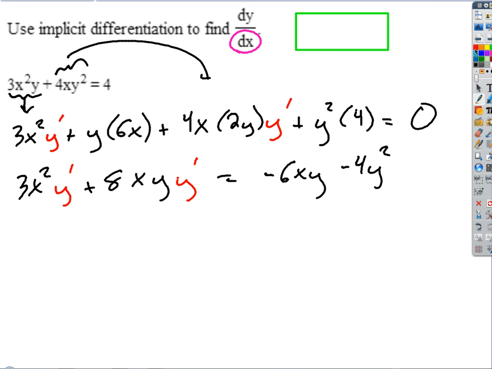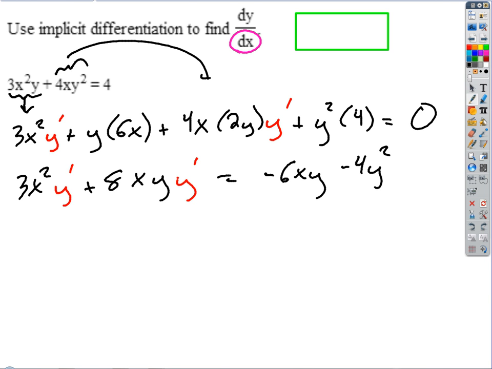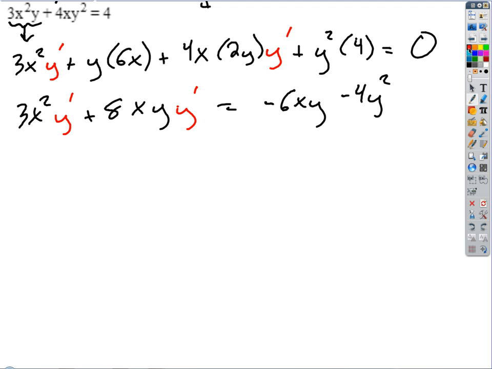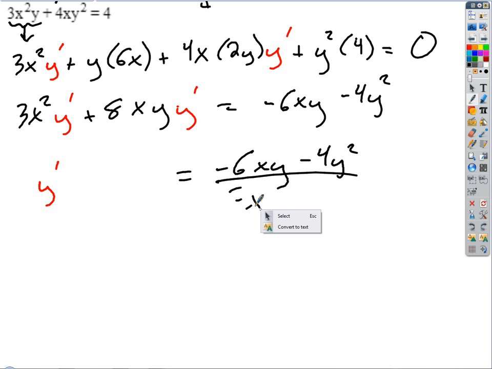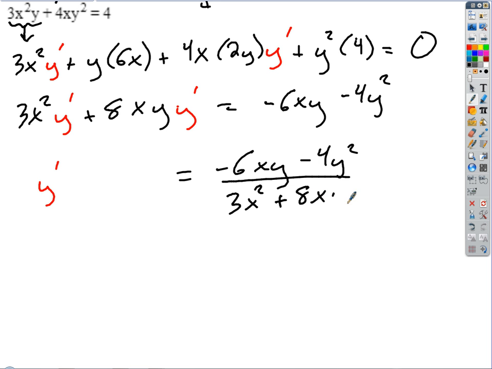If we can do that all in one step then, y prime on the left is going to equal the stuff over here in the numerator. And this y prime is going to be multiplied by the factor that's left over. We'll just divide both sides by that, so it ends up over here. 3x squared. So there's our answer.